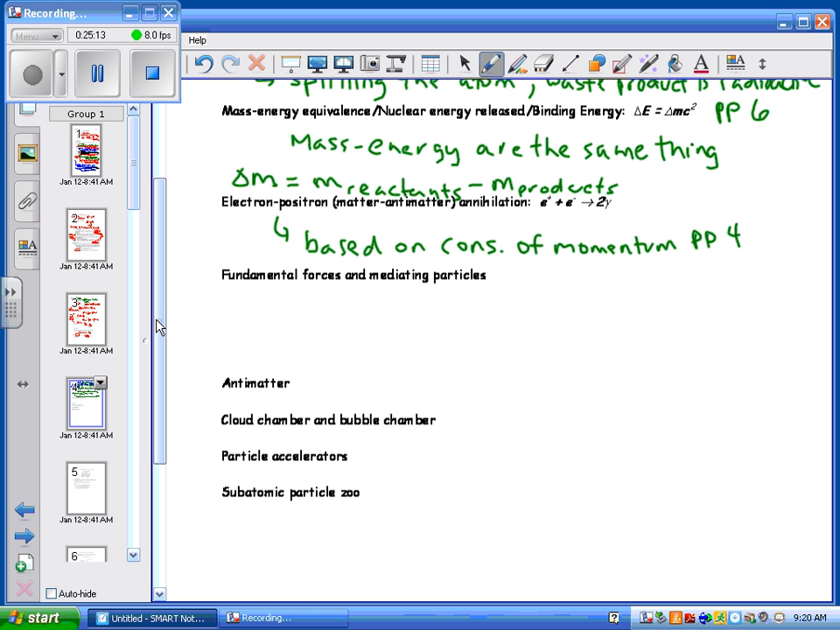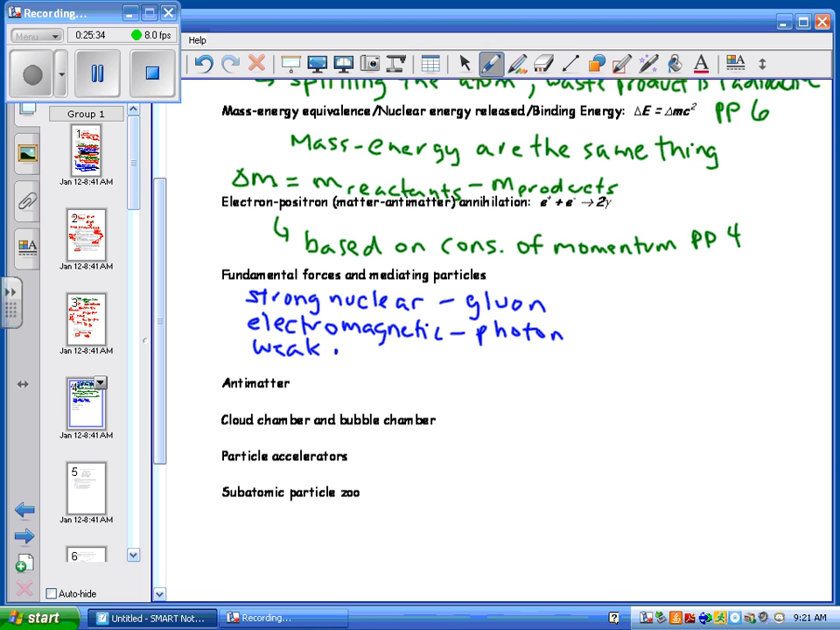Fundamental forces and your mediating particles. So strong nuclear, the gluon is the mediating particle. Electromagnetic, photon is the mediating particle. The weak nuclear, the weak gauge bosons are the mediating particle, and then the gravitational force, and the graviton is the mediating particle. Graviton being the other one that hasn't really been seen or witnessed indirectly.